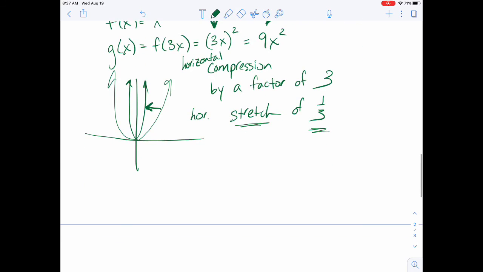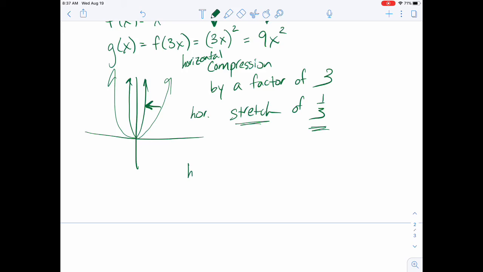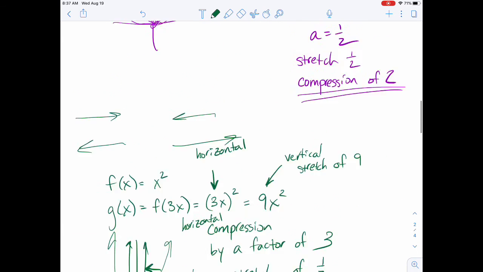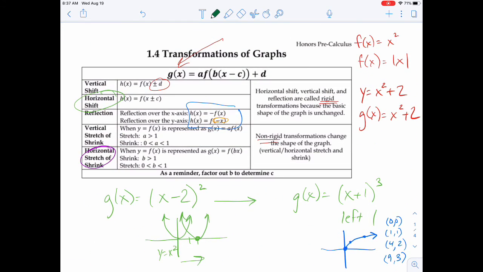If it had been, say, h of x is equal to f of 1/2 x, this would be like 1/2 x squared, which is also 1/4 x squared. It's taking my parent function and making it go wider. So this would be a horizontal stretch of 2, which is what we refer to in here. It's a shrink or a compression when it's bigger than 1, and it's a stretch when it's between 0 and 1.